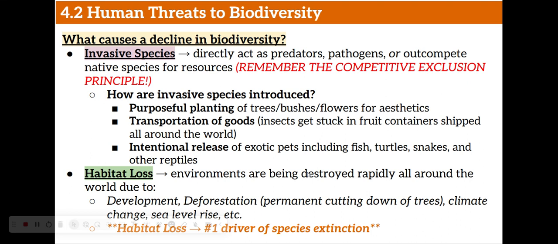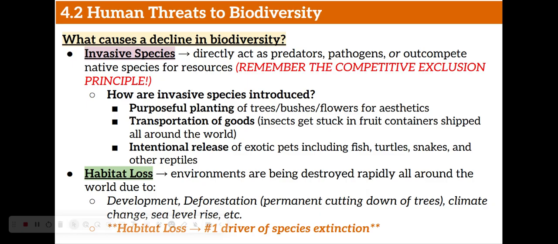Habitat loss is when environments are intentionally being destroyed, either by human development, deforestation, which is the permanent removal of trees, climate change, sea level rise, etc. And we're going to talk a lot about land usage in our next unit.